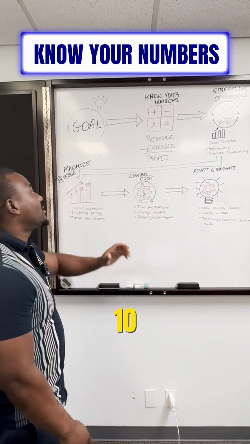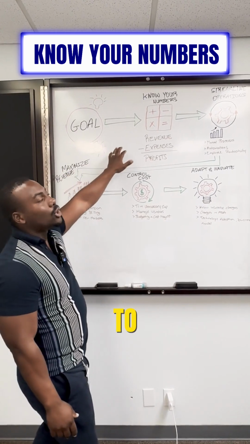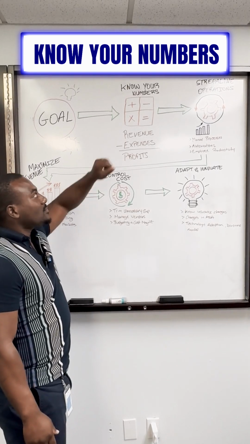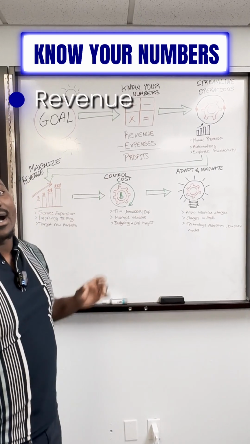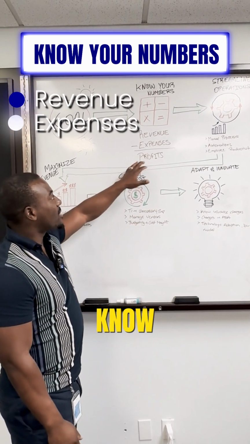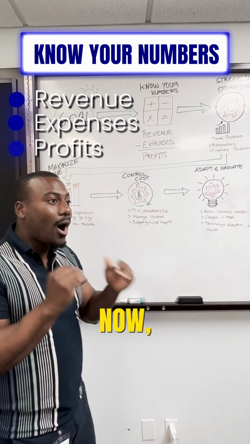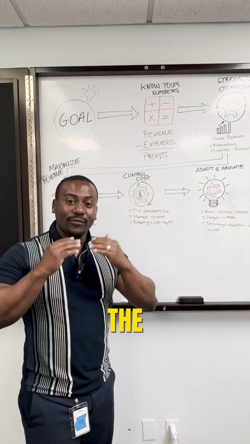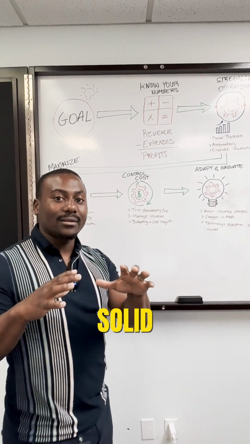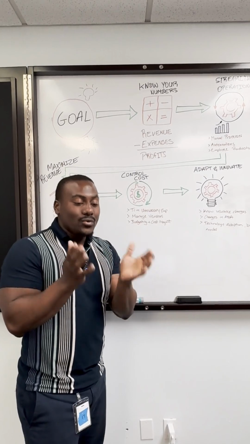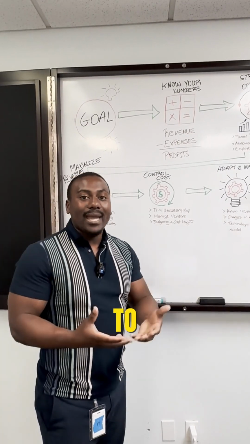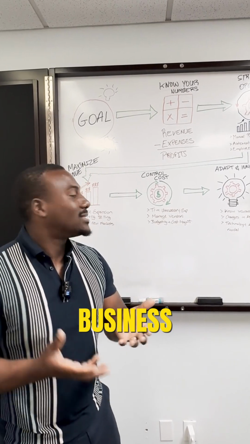So after we know the goals, we know what we want to achieve in the current year, 3 years, 10 years down the line, then we want to know the numbers, right? We want to know what the revenue is that we want to achieve. We want to know the expenses and the profits. Now, I always say that accounting is the foundation of a solid business, meaning you need to know the numbers so that you can use the numbers to make good, accurate business decisions.